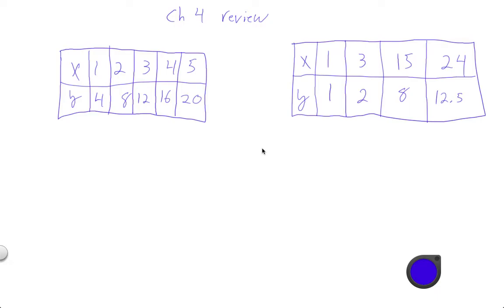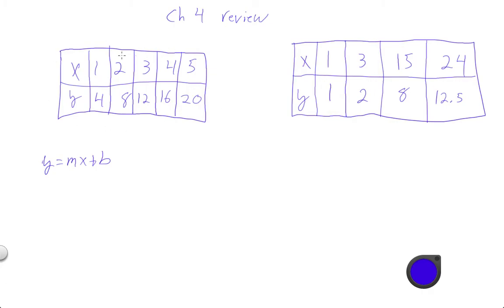Just a couple more practice problems for Chapter 4 review, which also covers everything that you need to know for Chapter 3. If we have two tables, and from these tables we want to come up with equations, we want something in the form y equals mx plus b, and we want that for both tables.